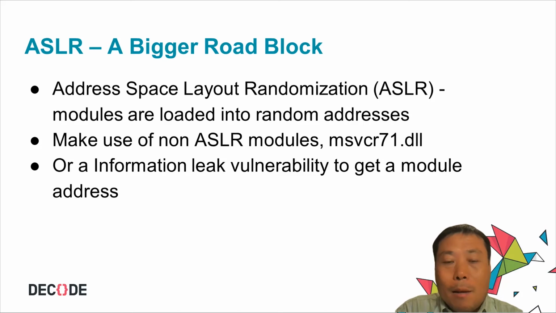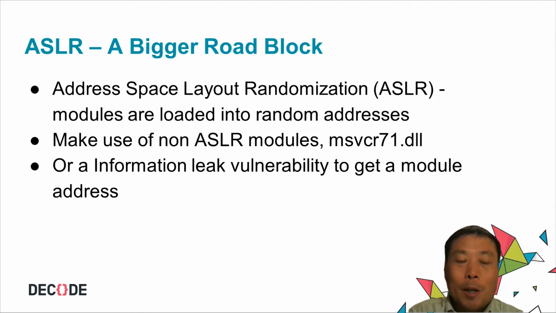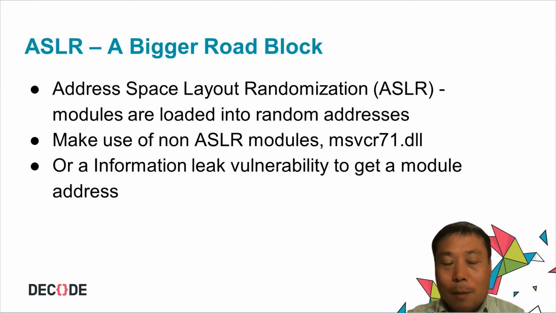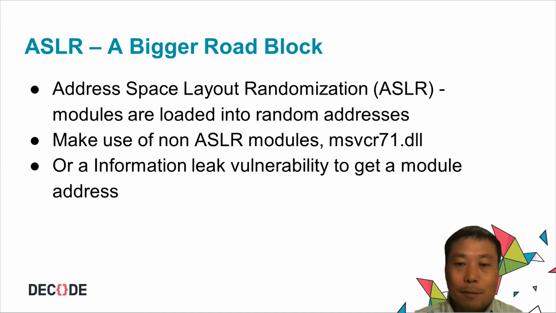So basically, we'll need an information leak vulnerability. Then we can find the address of the module and find all of the gadgets we need on the fly, put them together in a stack, make a stack pivot, and jump to our shellcode. It's very hard.